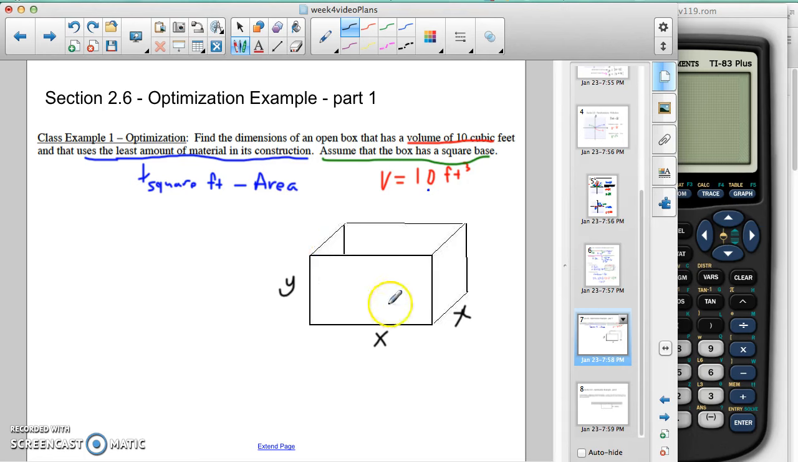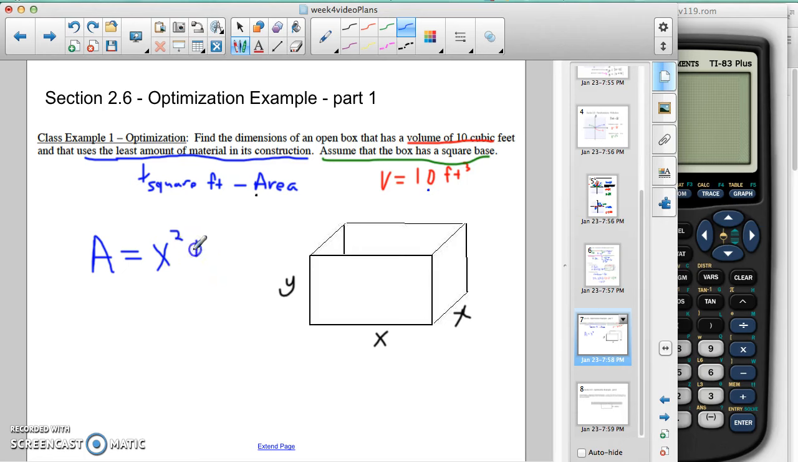Alright, so now that we've labeled it with some variables, we want to write this optimization requirement. So we're going to have to find an area. What we want to do is find the area of this box. In this case we have four sides and a bottom. Because it's an open box, we don't have a top. Let's start with the bottom, because the bottom is x times x, or x squared. So that's the area of the bottom of the box.